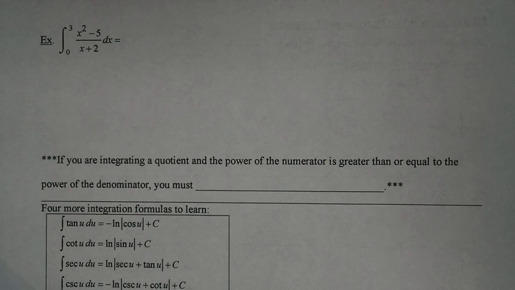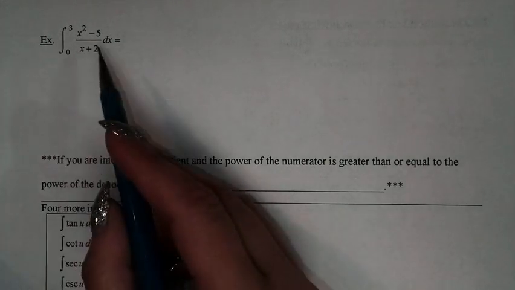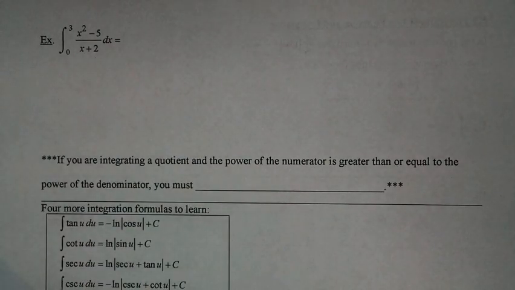You don't have that anywhere, so that's not going to fly well. The second option is to let u be the denominator, x plus 2, but then the differential is just 1 dx, which is pretty much useless, as you can see.